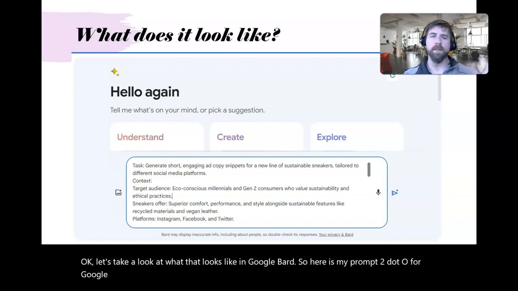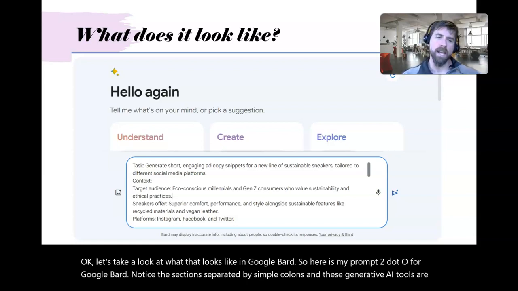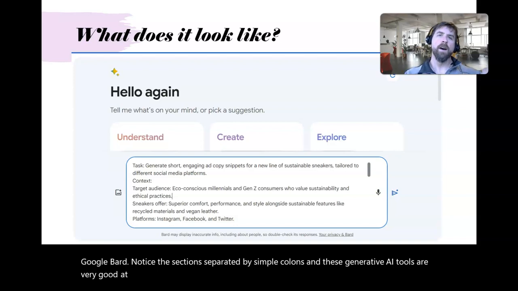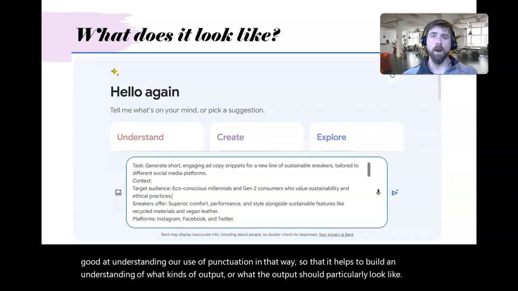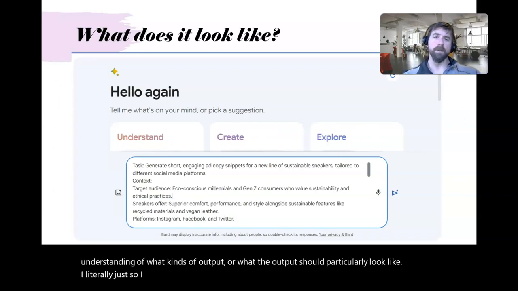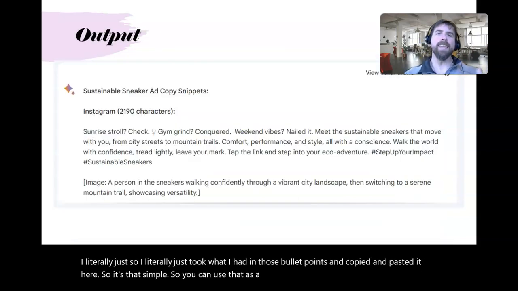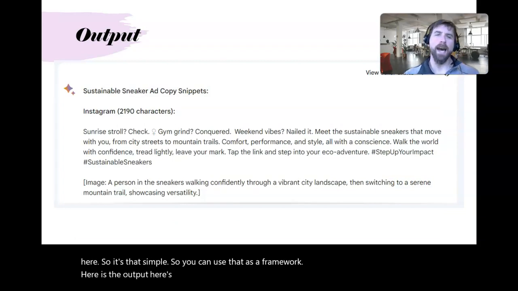Notice the sections separated by simple colons, and these generative AI tools are very good at understanding our use of punctuation in that way so that it helps to build an understanding of what the output should particularly look like. I literally, just so you know, just took what I had in those bullet points and copied and pasted it here. So it's that simple. So you can use that as a framework. Here is the output. Here's an example of what we got back.